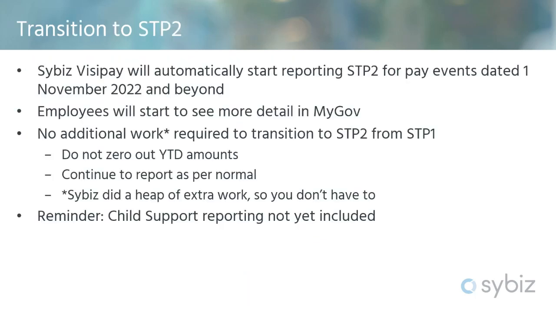A few other little bits and pieces as well, and this is, I guess, the one thing to pick up on if you only pick up one thing in this webinar today: Sybiz VisiPay automatically starts reporting STP2 for pay events dated 1st of November and beyond. So there's nothing that you need to do. You don't need to go into any settings and tweak anything to turn STP2 on. That will happen automatically. That was hard coded into the system. And for those that are already reporting in STP2, what we've had to do is go in and tweak a setting in the background to switch on STP2 early.